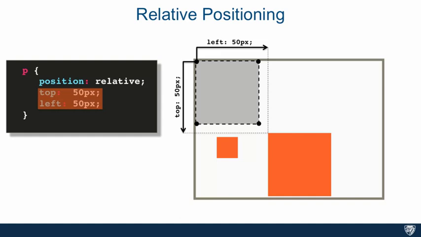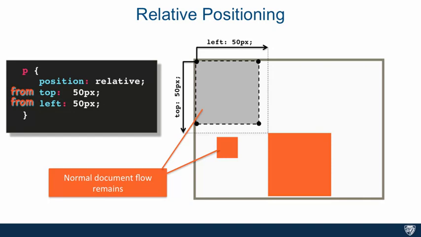Now, these values might be a little bit confusing since we're saying left 50 pixels, but yet we're moving the element to the right. So the way you could think about these offsets is really not top or left, but more like from the top and from left. So if you take from left 50 pixels, you move 50 pixels to the right, and you take from top 50 pixels, you're really moving 50 pixels from the top.